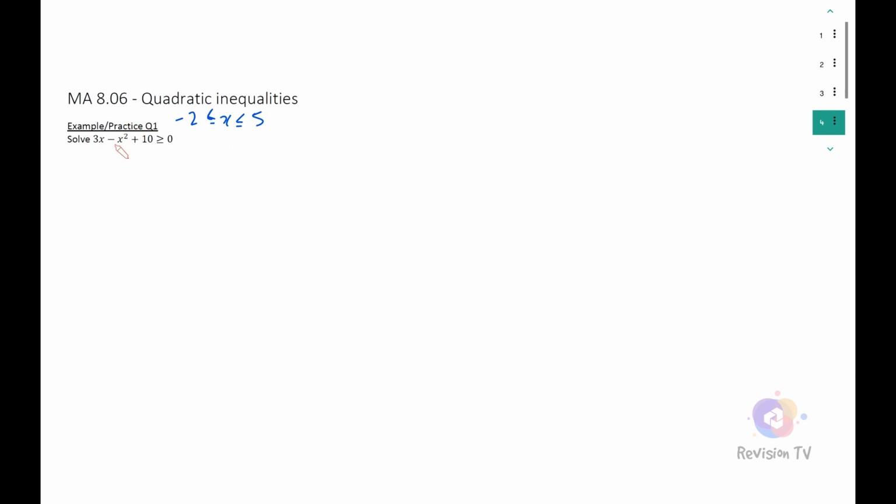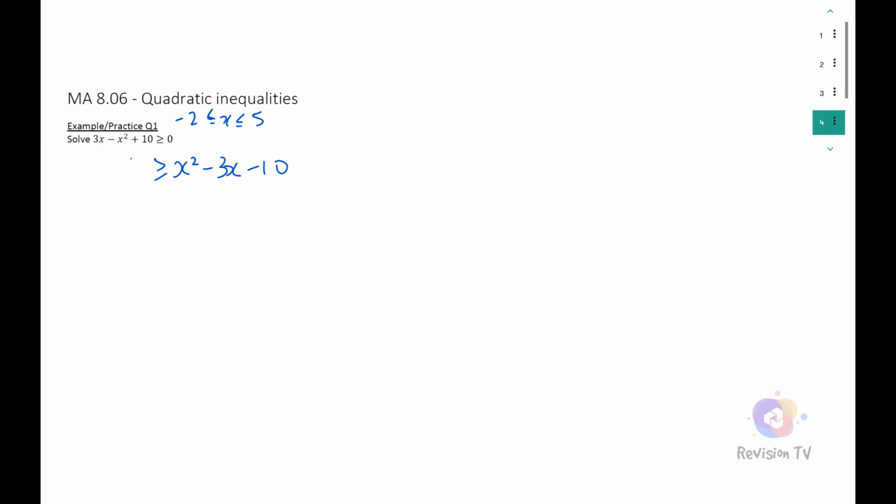So first step, again, this is a negative x squared. We don't like x squared to be negative. Therefore, we bring everything to the right hand side. I start with greater or equal to, so I'm going to keep the sign in here. Bring this to the right hand side and make it positive. Now, I'm going to put x squared first because when we do a quadratic, we like to put x squared in the first term. So negative x squared on the right hand side becomes positive x squared. Positive 3x becomes negative 3x. Positive 10 on the left hand side becomes negative 10 on the right hand side.